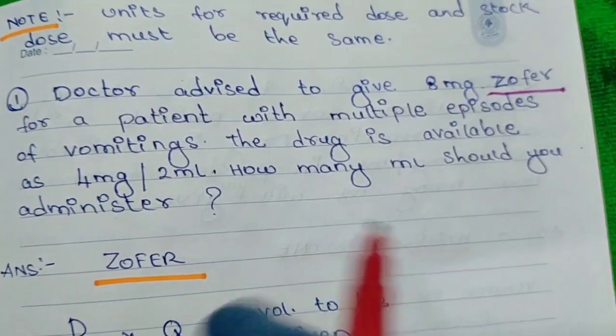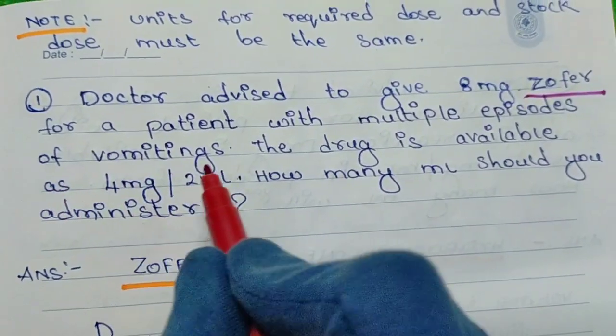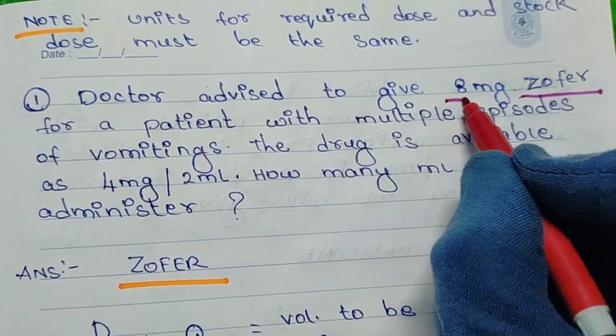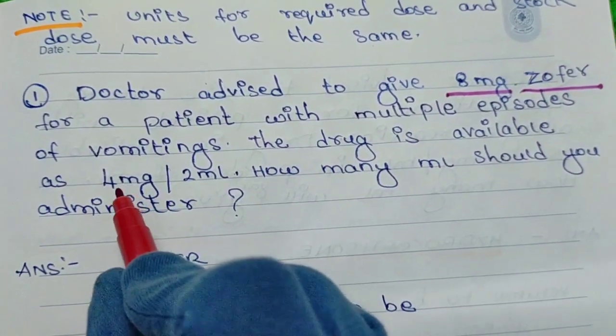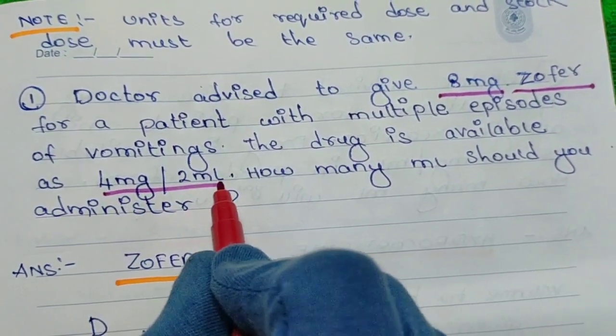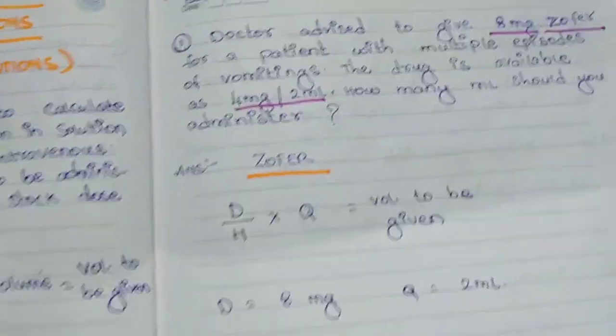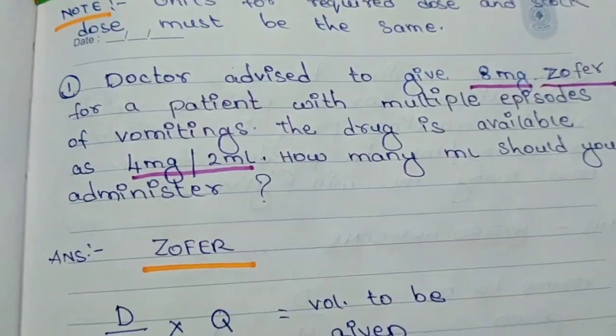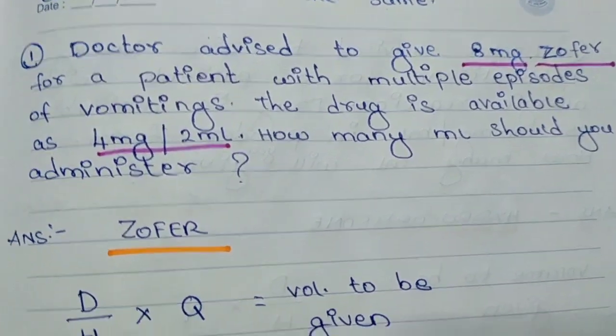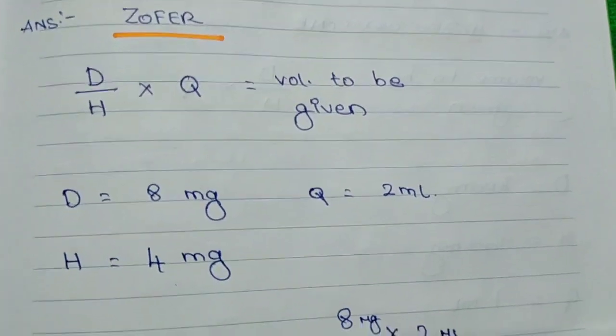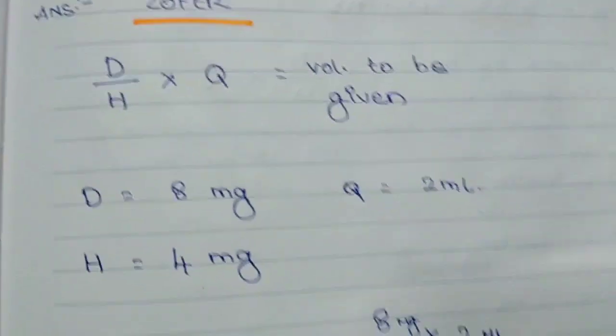Okay, and how much is the dose ordered? Dose ordered is 8 mg. And how much is the dose that we have? 4 mg per 2 ml. It is available in ampule form. Okay, 2 ml ampules are available, and each ampule is 4 mg. So what is the formula? D by H into Q is equal to the volume to be given.